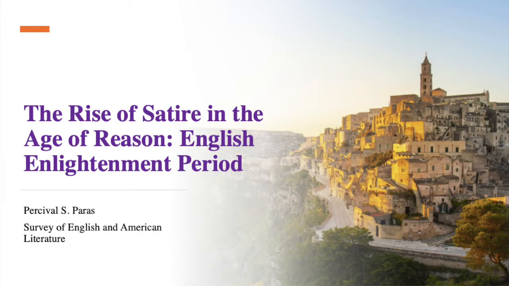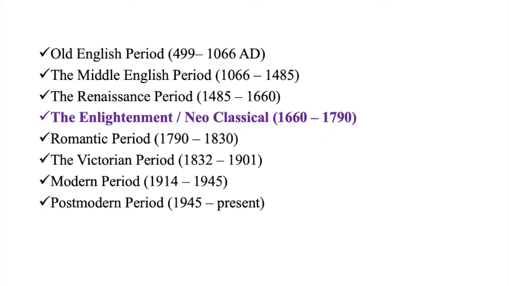I titled this lecture The Rise of Satire in the Age of Reason, English Enlightenment period. And again, just a quick background. We talked about the Old English period and the Middle English period, and we are also done with the Renaissance period recently. So right now we are going to focus on this period, which is also known as the neoclassical period in some other literatures or scholarly references. And it is also called the Enlightenment period. Okay, the Enlightenment, neoclassical, Age of Reason.